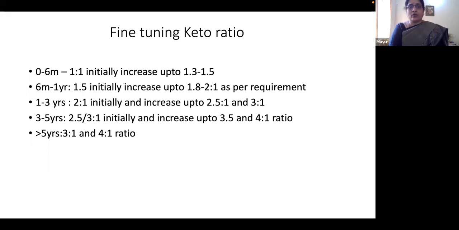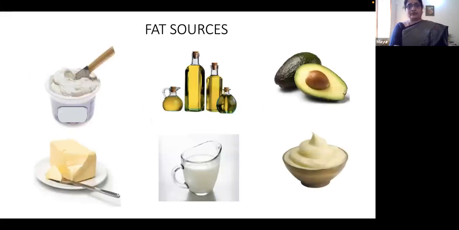Then if it is a child above 1 year up to 3 years, maybe we'll start with 2:1, increase it to 2.5, and then further up to 3.5 and continue at 3:1 itself. For a child above 5 years, we will start with 2.5 or 3:1 initially, and then increase it up to a 3.5:1 ratio and further to 4:1 and continue it. And above 5 years, definitely we need to start with 3:1 and then increase it up to 4 and continue it. Next slide, ma'am.